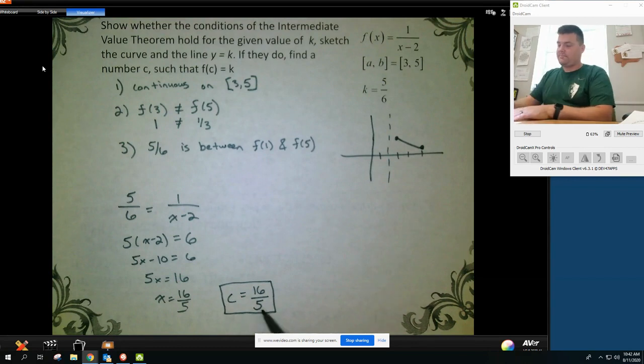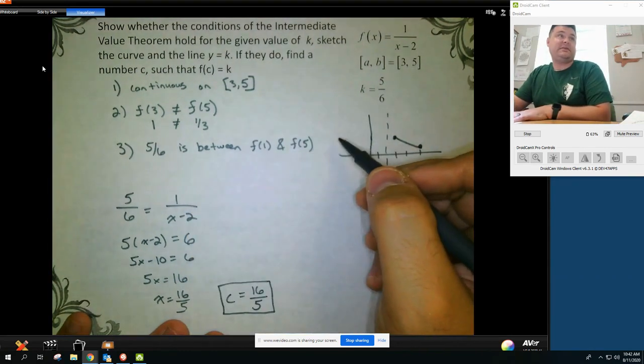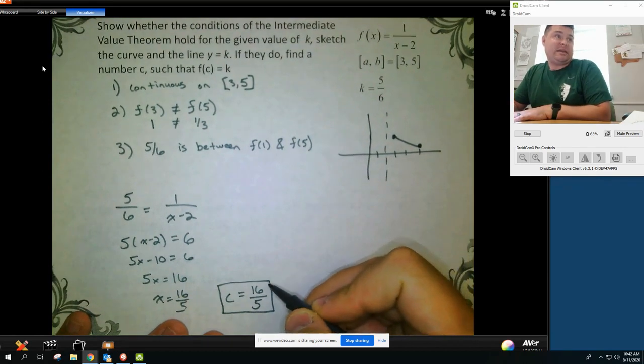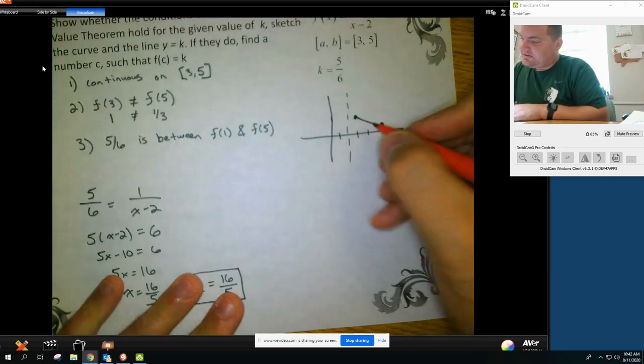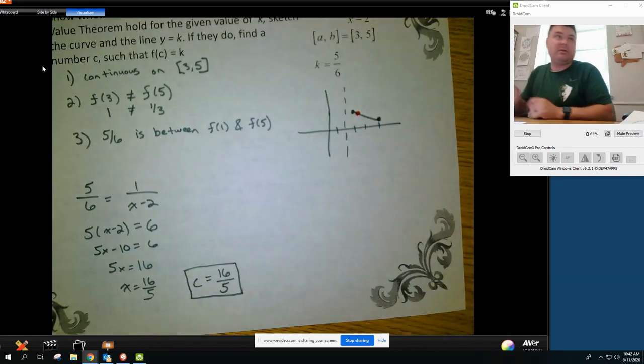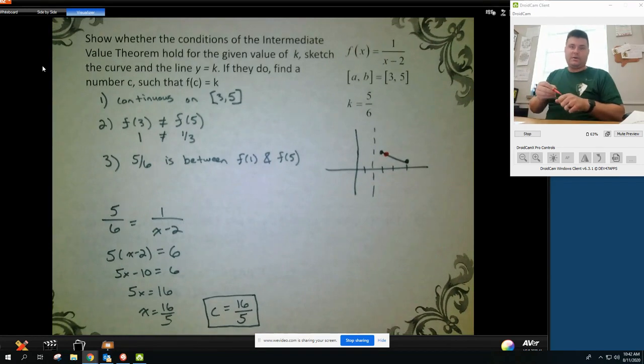So this 5/6 is going to happen from the IVT, and it's going to happen at 16/5, which is like in red. It's like right here. All right, and that's going to wrap up our IVT.